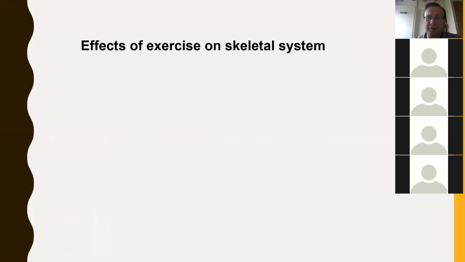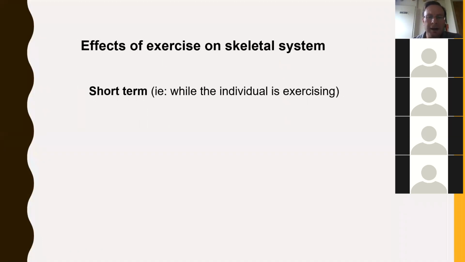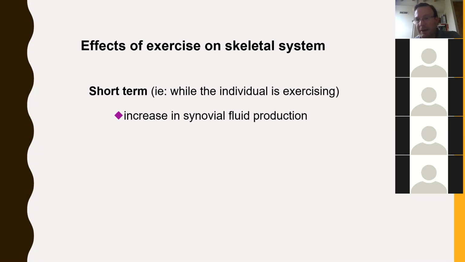So the effects of exercise on the skeletal system. In the short term, we can consider it to increase the synovial fluid production. So remember that synovial membrane was where the synovial fluid was produced. And when we exercise, when we start warming up, our body starts creating a little bit more synovial fluid. And importantly, it starts coating the joint with it. So it means it's nicely lubricated. It's going to optimize the range of movement.